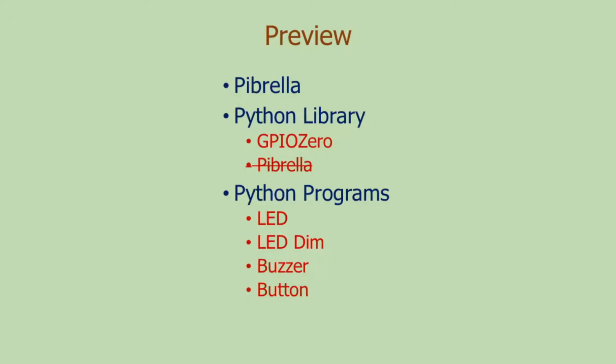In this video, I will show you some Python programs to control some of the components on a Pibrella. The programs will not be using Pibrella library. Instead, I will be using GPIOZero library. The programs demonstrate how to turn on and off the LEDs, how to change the brightness of LED, how to make sounds with the buzzer, and how to react to the button when pressed.